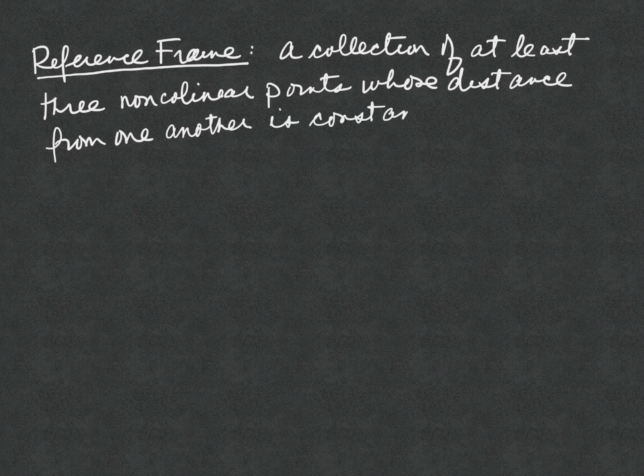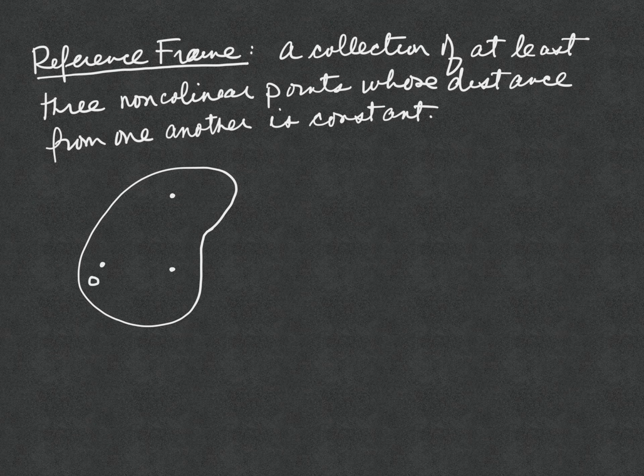Now, this concept of reference frame can be depicted as follows. Suppose I take this collection of points, and suppose I pick 3 points. I'm just going to arbitrarily pick 3 because I need at least 3. And I'm going to say that these 3 points never change their distance from one another. I'm going to label these points O, Q, and P. So if I connect these points to one another, these points never change distance from one another.